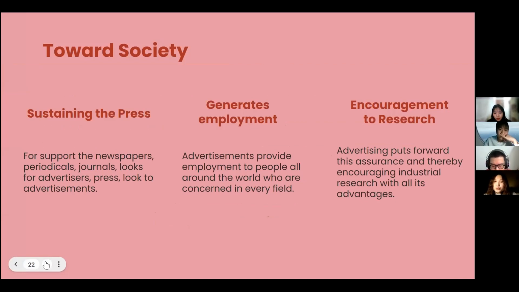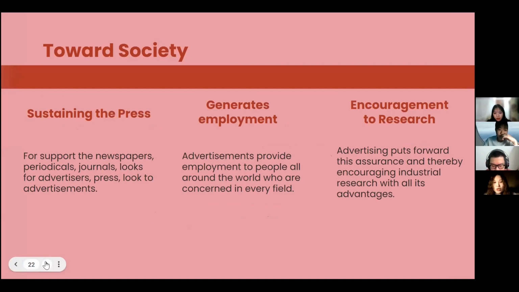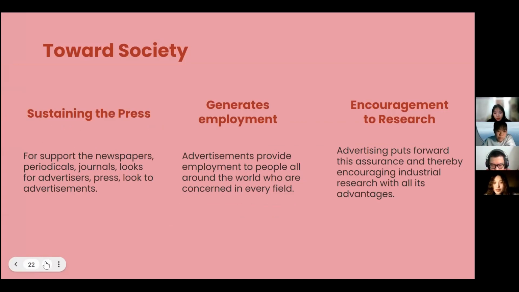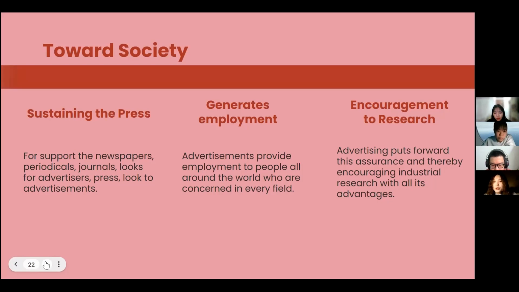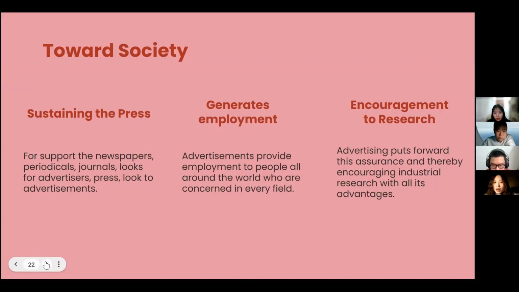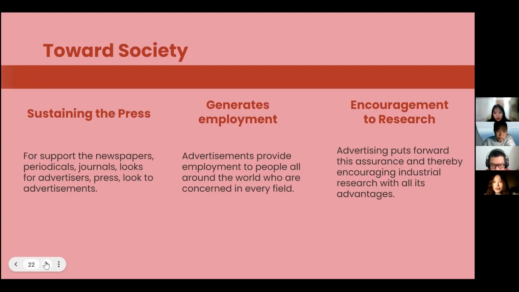To support the newspapers, periodicals and journals, they look to the advertiser, and the press looks to the advertisement. In the absence of income from advertising, newspapers would have to be produced at a higher cost and may not be able to keep themselves free from their competitors.